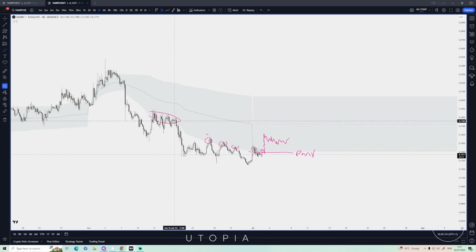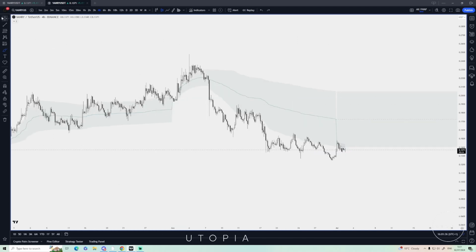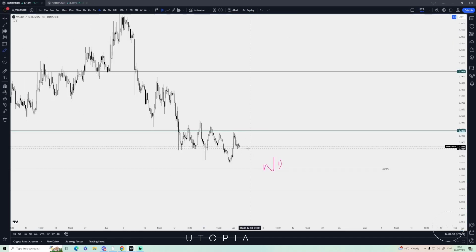So for now, look for option 2, which was a break above 0.15. If this does not happen, then we look for option 1, which was a move towards that monthly FVG at 0.12. That is pretty much everything for today's episode.